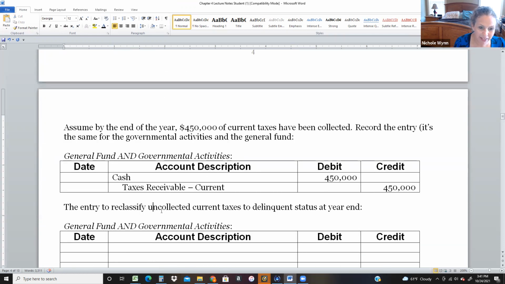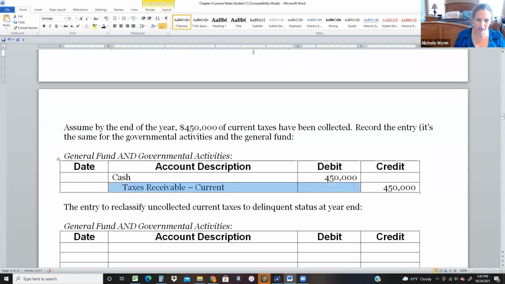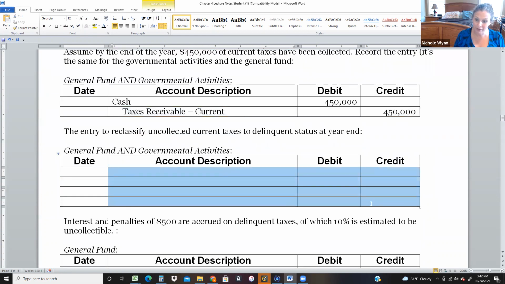So the entry to reclassify uncollected current taxes to being delinquent. At the end of the year, we're like, man, they haven't paid yet. So now they become delinquent, and when they become delinquent, we start charging them the interest and penalties and stuff. So what we're going to do next is take the balance in taxes receivable current. I put 500 in there and then I received 450, so there's $50,000 in there, and we have to change it to being delinquent.